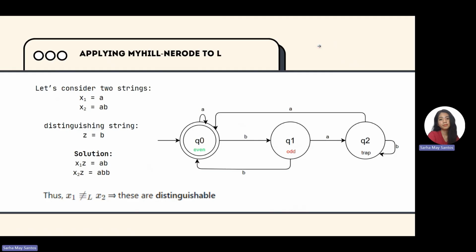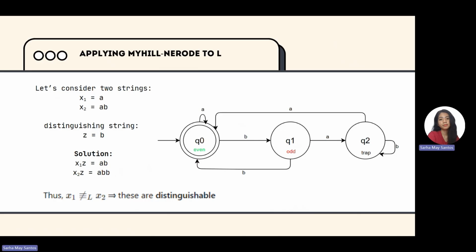Now let us try to identify distinguishable strings using the Myhill-Nerode relation. Let us consider these two strings: x sub 1 is equal to A, x sub 2 is equal to AB. And let's define the distinguishing string z is equal to B. For the solution, we will get the value of x sub 1 z. The value of x sub 1 is A, so we put A. The value of z is B, so we put B. Now we have the string AB. Next, we get the value of x sub 2 z. The value of x sub 2 is AB, so we put AB, and the value of z is B, so we put B. Now we have the string ABB.